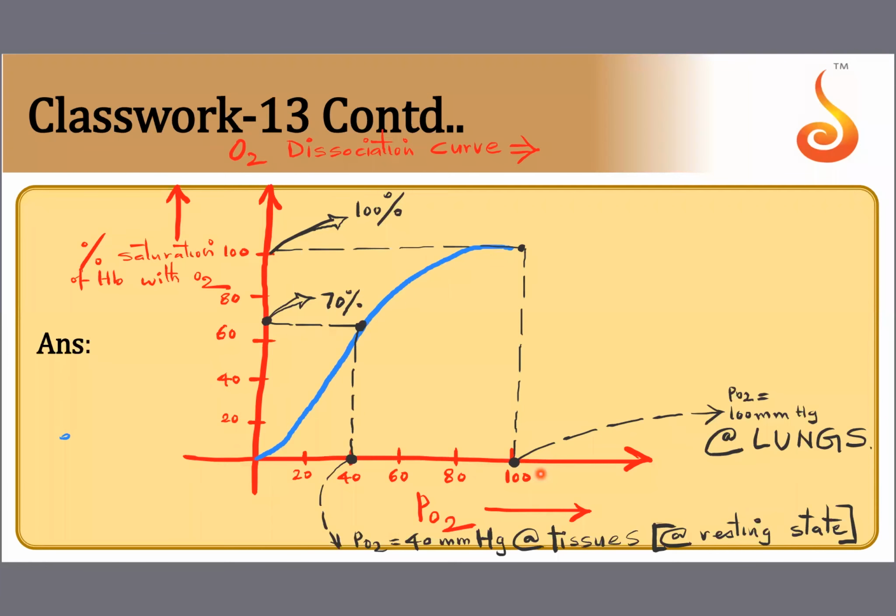Now all of you tell me, in your tissues, is the saturation increasing or decreasing? We went down to 40 millimeter mercury. At 40 millimeter mercury, the saturation is falling down. From 100%, only 70% are in love with oxygen. What happened to the remaining 30% hemoglobin? The remaining 30% hemoglobin, they had a fight and they broke up with the oxygen. Where did that remaining 30% go?